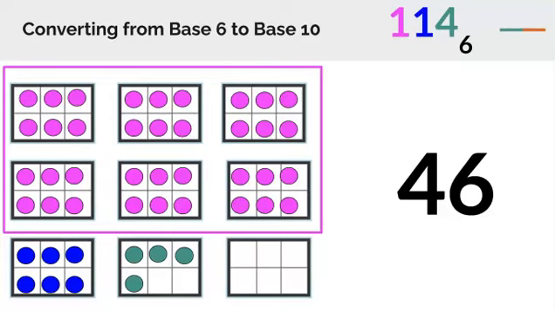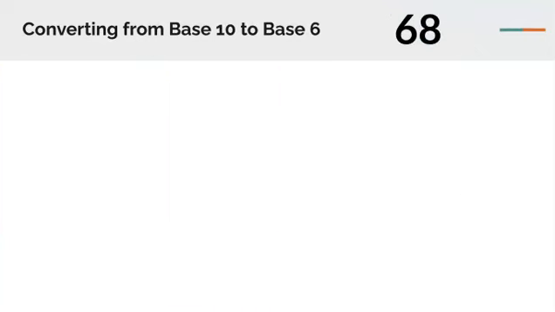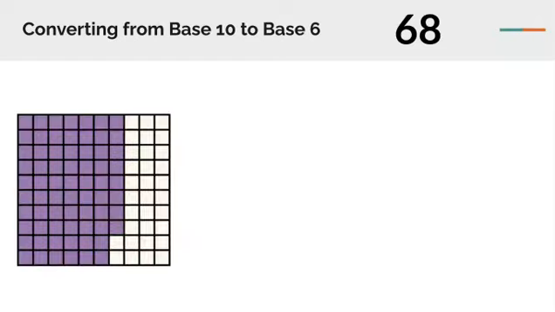So 114 in base 6 is equivalent to 46 in base 10. But what if I was given a base 10 number and I want to convert back to base 6? Let's reason through it using the number 68. First, I'm going to model 68 objects in base 10 in an organized fashion.